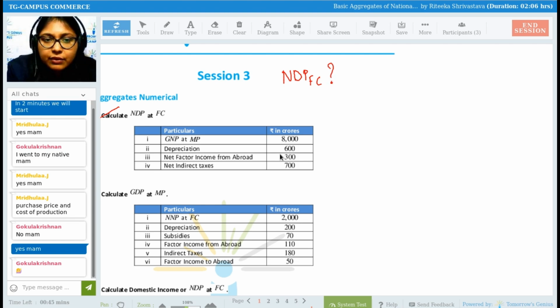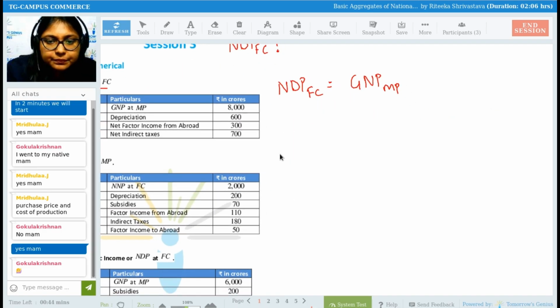GNP at MP 8000 is given. That means one aggregate you have to find out, and one aggregate is given to you in the question. Depreciation, directly they have given you the term depreciation. Net factor income from abroad, NFIA, directly given. Net indirect tax, that is NIT, is also given directly. Now the first thing you have to do is write the aggregate which you have to find out on the left hand side. So NDP at FC we have to find out, so we write it on the left hand side. GNP at MP is already given, so we write it on the right hand side.